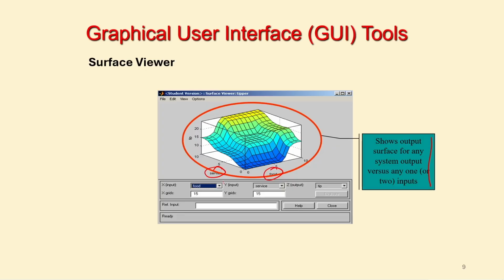See here, the service and food are taken as inputs. What is the output? Tip. So this is the thing. The X grid corresponds to food and the Y grid corresponds to the service. This is the X grid and this is the Y grid. Now we can view the output under which category the rule applies.